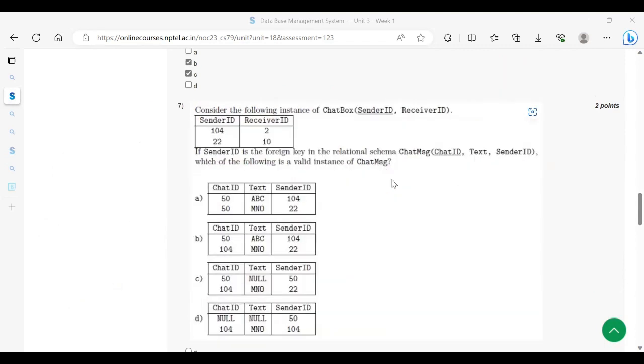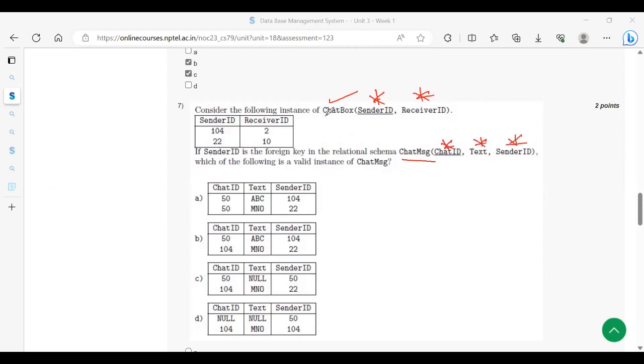So what is the value of this question number 7? They are going to say chart box is there. What is the name of the table? The name of the table is chart box, which contains two attributes, sender ID and receiver ID. And we have one more table, chart message: chart ID, text, sender ID.